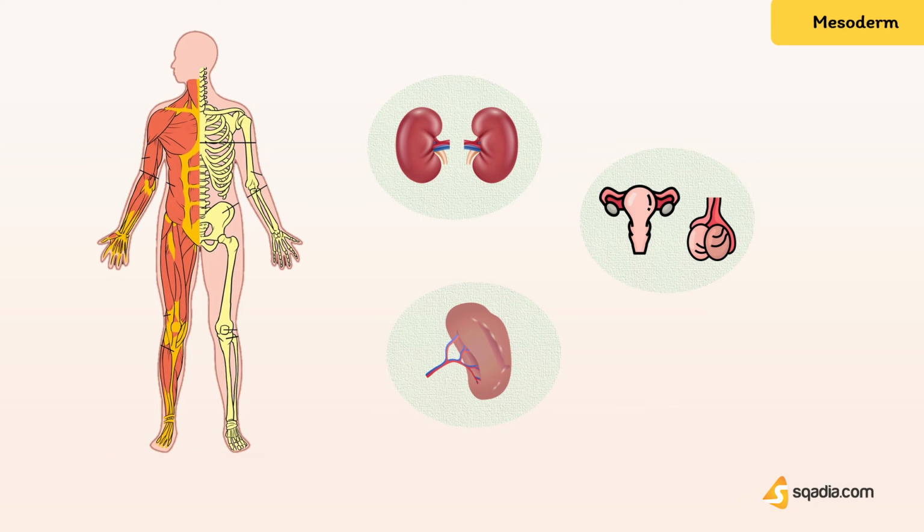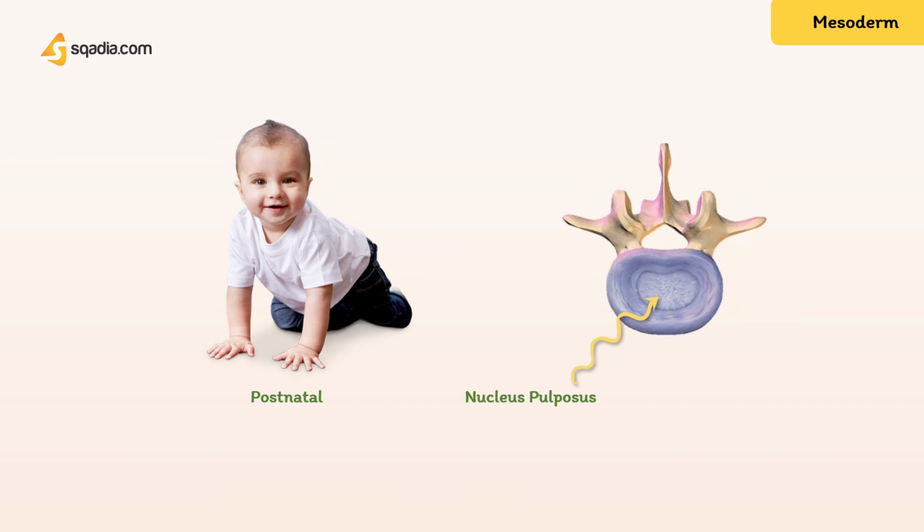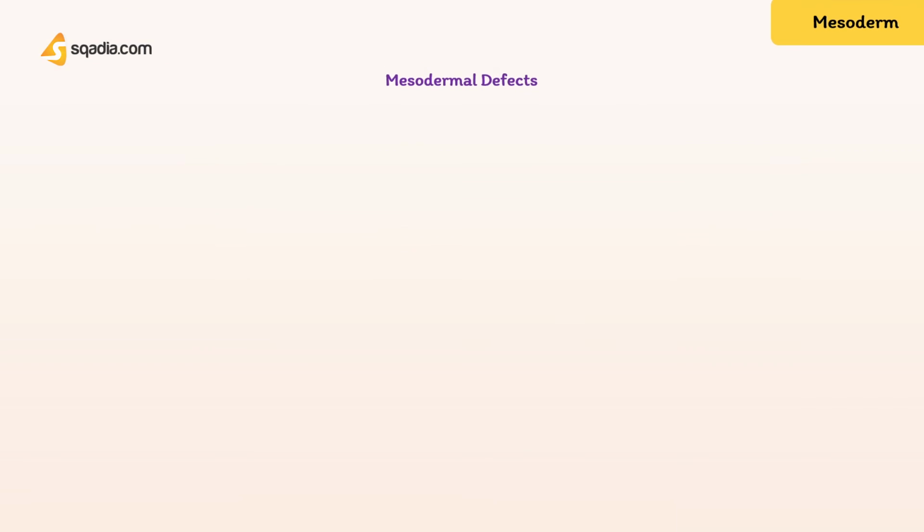Well, it's also important to remember, as we discussed earlier, that the notochord induces ectoderm to form the neural plate. Its only postnatal derivative is the nucleus pulposus of the intervertebral disc. Before we move to the endoderm derivatives, we probably should look at the outcomes of the mesodermal defects, commonly referred to as the VACTERL associations.